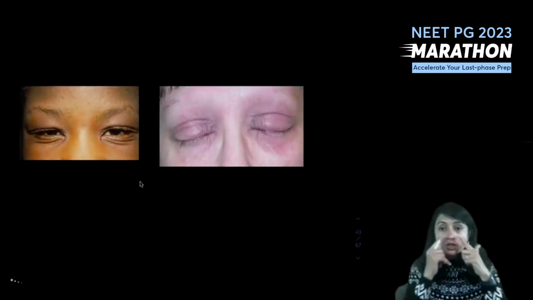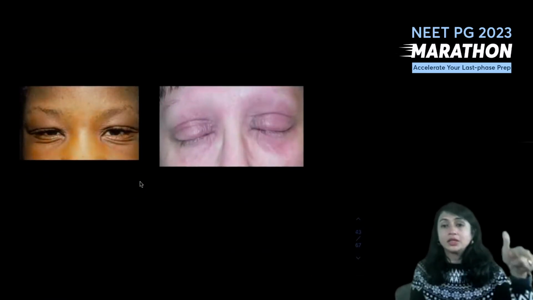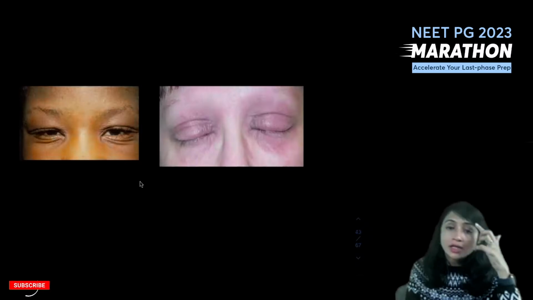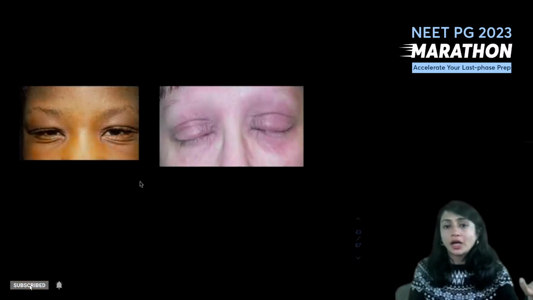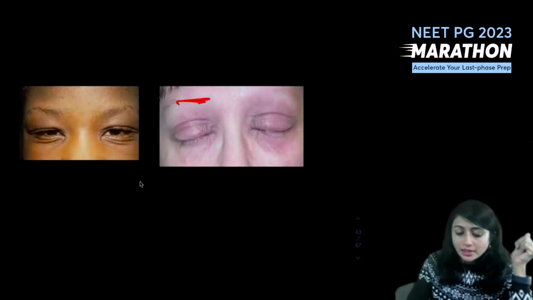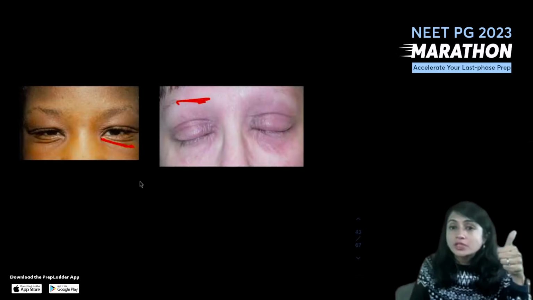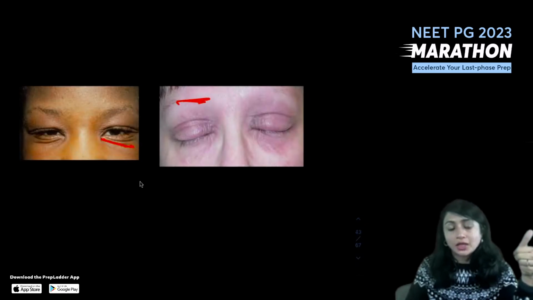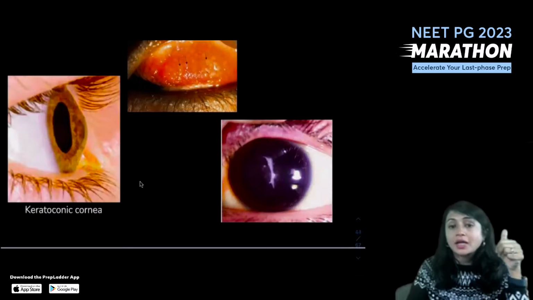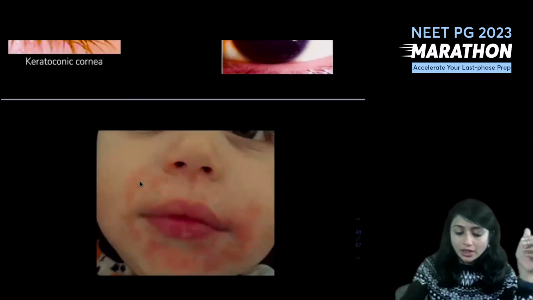Then what can you see? You can see Denny-Morgan's fold. Then in the options, they had given you Hertoghe sign. What is Hertoghe sign? Loss of lateral third of the eyebrows. Loss of lateral third of the eyebrows is Hertoghe sign. This is Denny-Morgan fold, which is the most characteristic finding that you see. Then you can see papillary conjunctivitis, keratoconus, anterior capsular cataract.